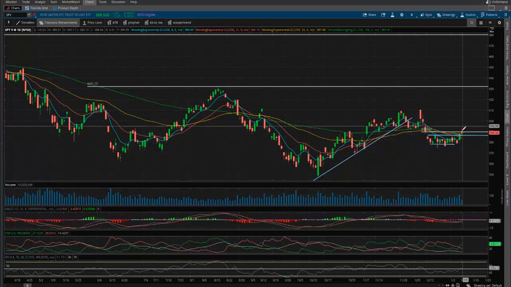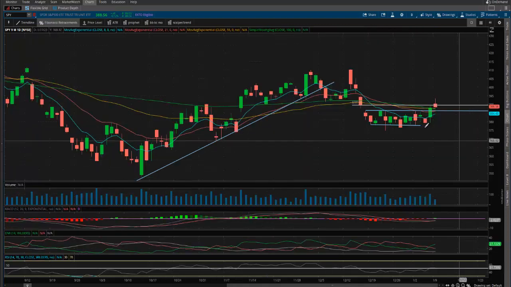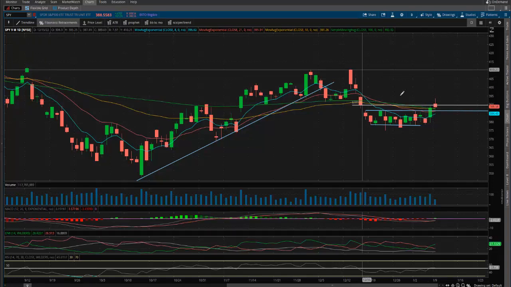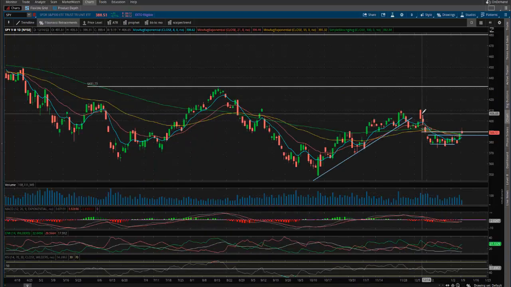So right here, again, like I talked about, we broke out of the range yesterday. Staying out of the range, even though that's not a pretty day, but you're getting some action that could go higher. Again, the first level you want on the SPY is that high here.